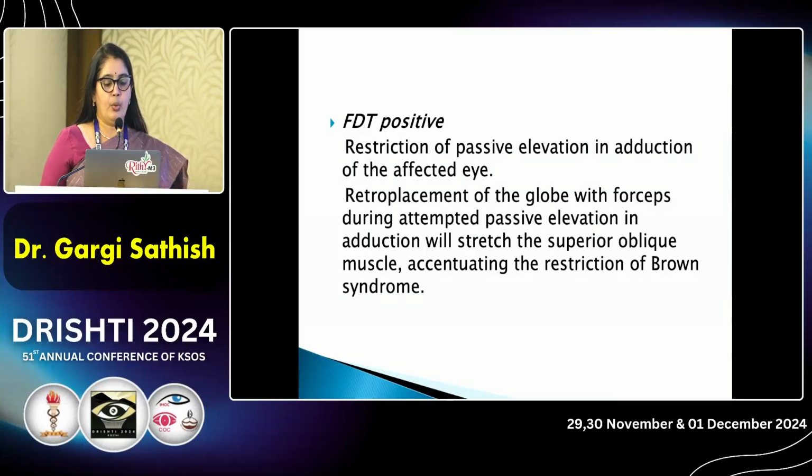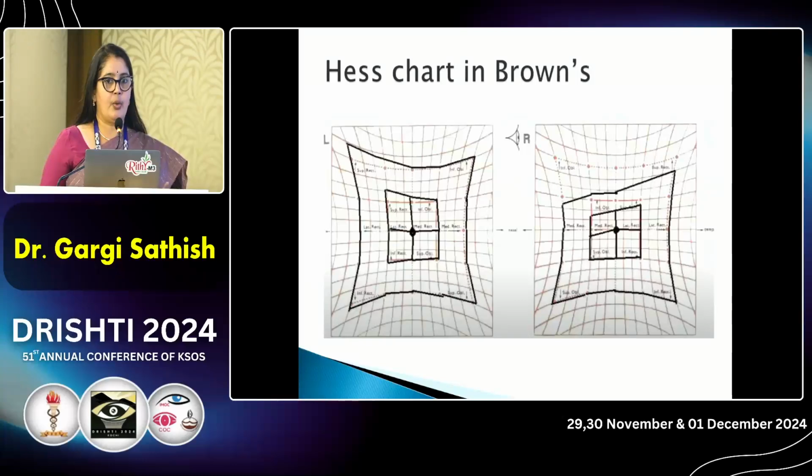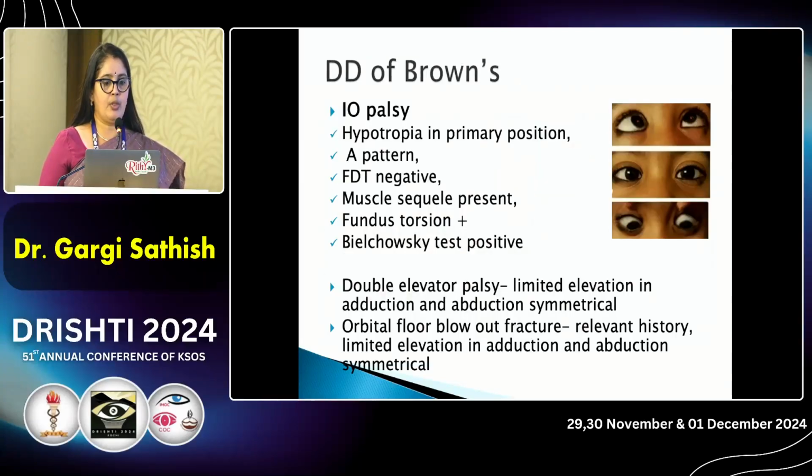And you should know that a retro placement or pushing the globe with the forceps into the orbit will further stretch the already stretched out superior oblique and accentuate the restriction. So this is a classic question of Hess chart in Brown's. So the DD is again very important here.